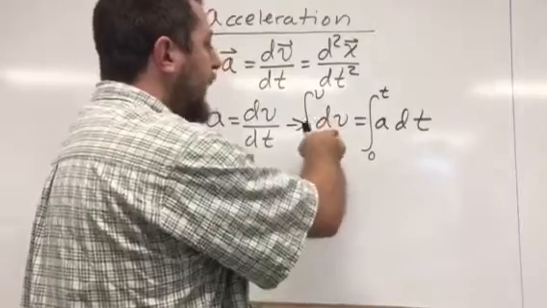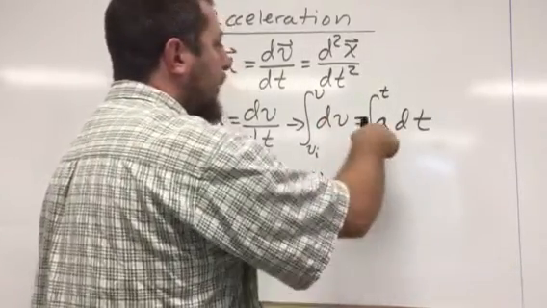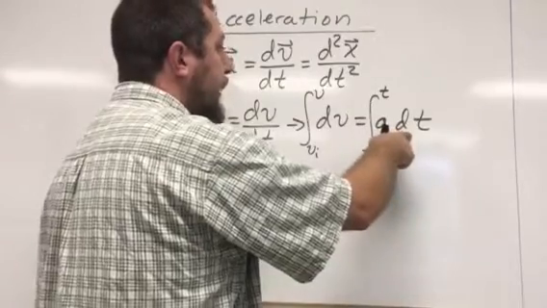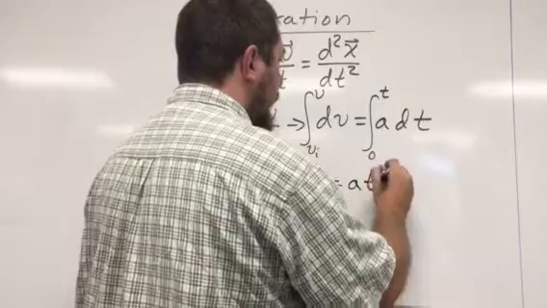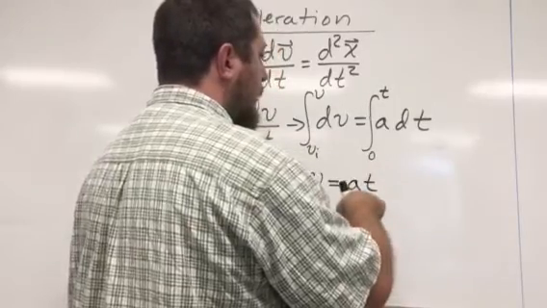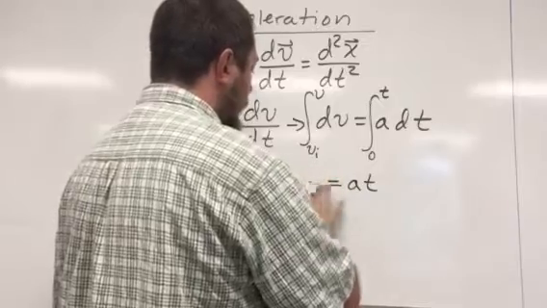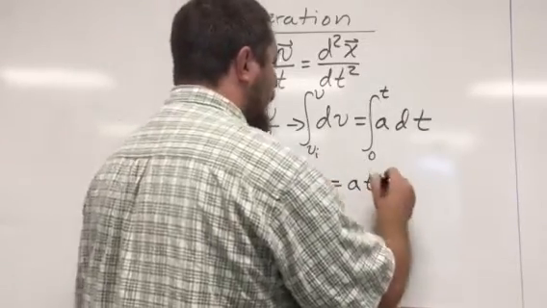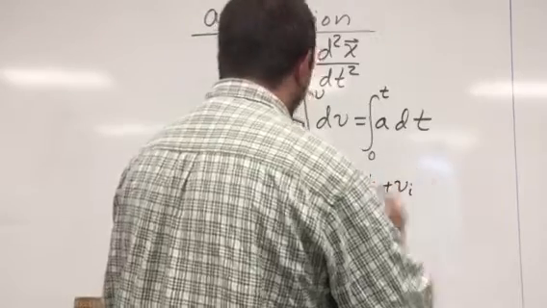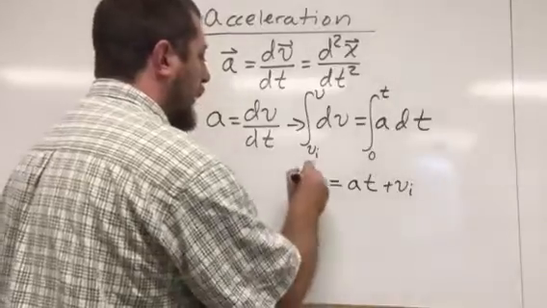So if I integrate dv, I'm just going to get v, and if I integrate a dt from 0 to t, I get at, and then I have this vi, so this technically is v minus vi, and I'm going to add my vi to the other side, and lo and behold, that's just the expression that we had before.